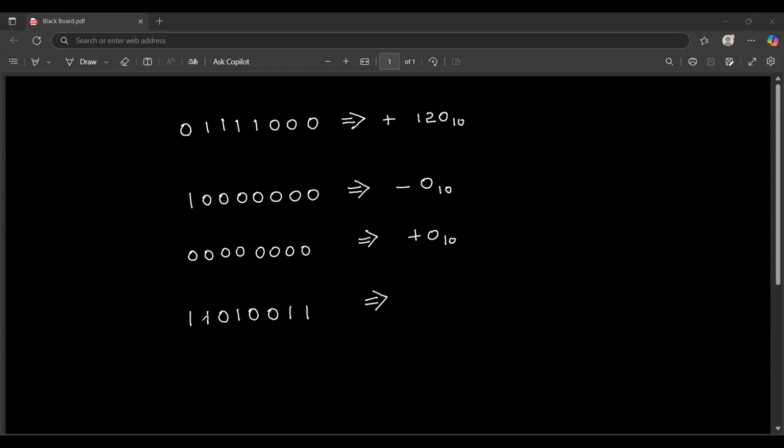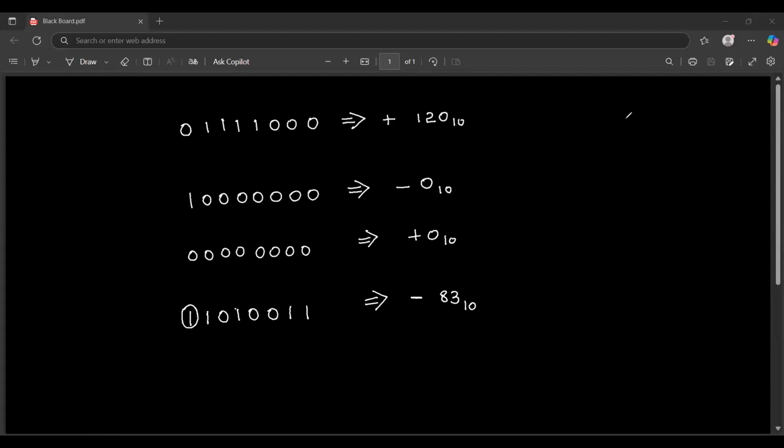Let's say we have 1, 1, 0, 1, 0, 0, 1, 1. So what's the number represented here? Since this is a 1, that's a negative number. And this is 64 and I think 80, 83. 83 to the base 10. So negative 83 to the base 10. So this is all you have to know in sign magnitude representation.